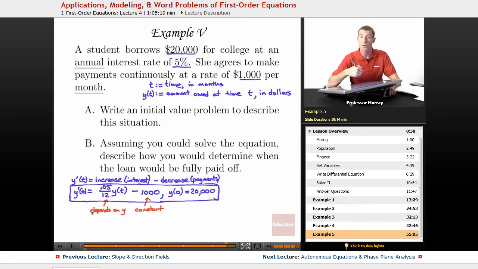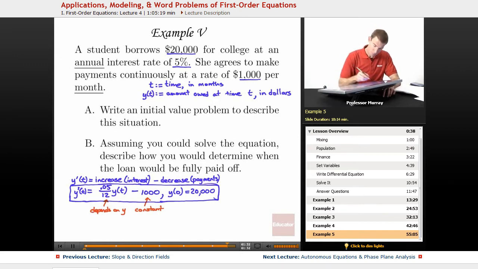The more she owes, the more interest builds up. And so at the very beginning of the loan, she's building up a lot of interest. Then later on, as she gets some of it paid off, she won't be building up interest so fast. So the second part of the problem here says, assuming you could solve the equation, describe how you would determine when the loan would be fully paid off.